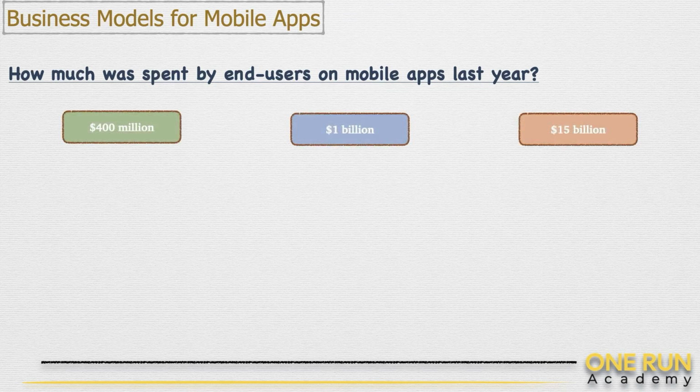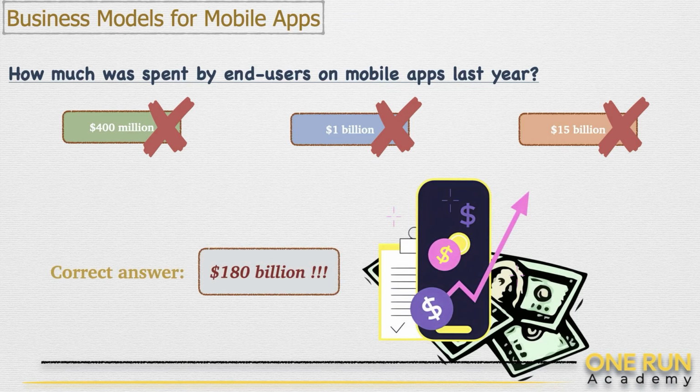400 millions, 1 billion, $15 billion. Have you guessed? In fact, the true number is none of these choices. It's way higher, $180 billion. This incredible figure includes expenditures on app purchases, in-app purchases, and app subscriptions across different platforms. So you can see we are talking serious money here.